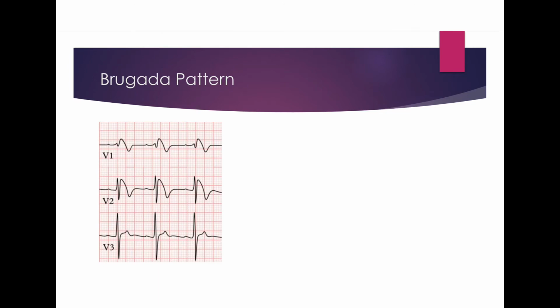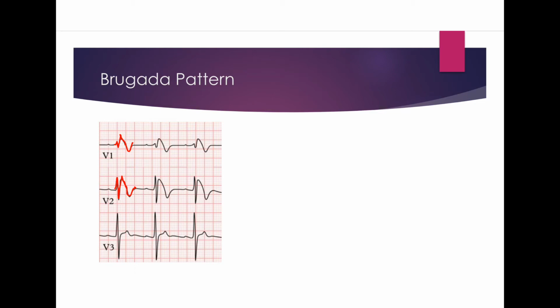In this sample from an ECG showing leads V1, V2, and V3, we see particularly in leads V1 and V2 an R, S, R prime pattern associated with a downsloping ST elevation and T wave inversion. Again, R, S, R prime with a downsloping ST elevation and a T wave inversion. Whenever you see this pattern on an ECG, you should suspect the Brugada pattern.